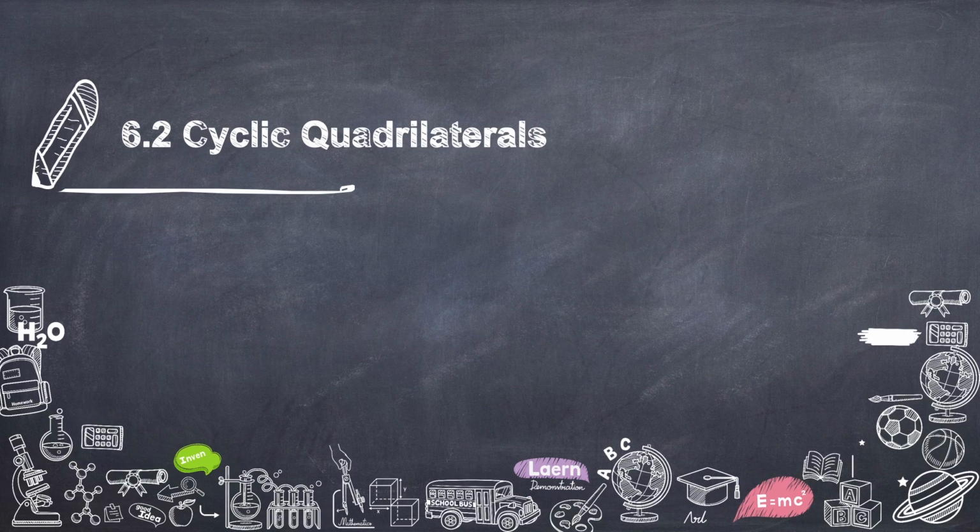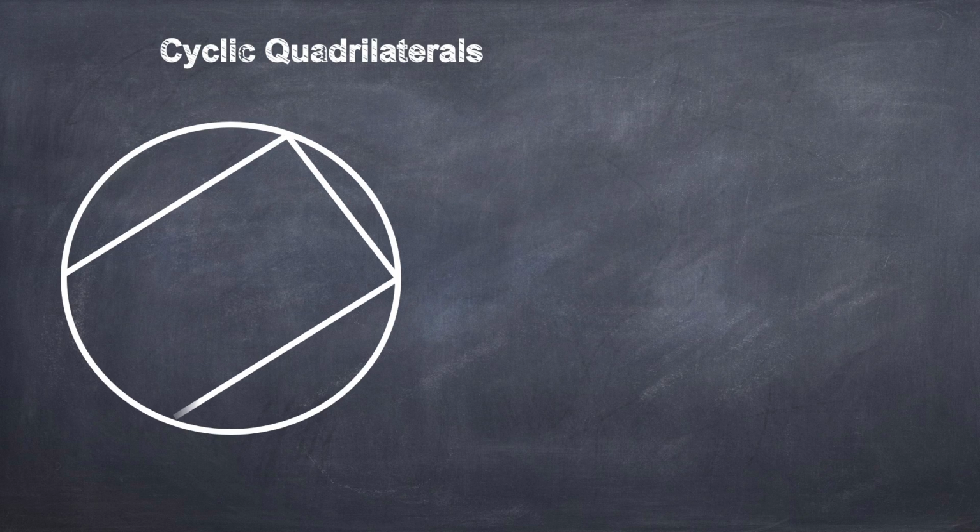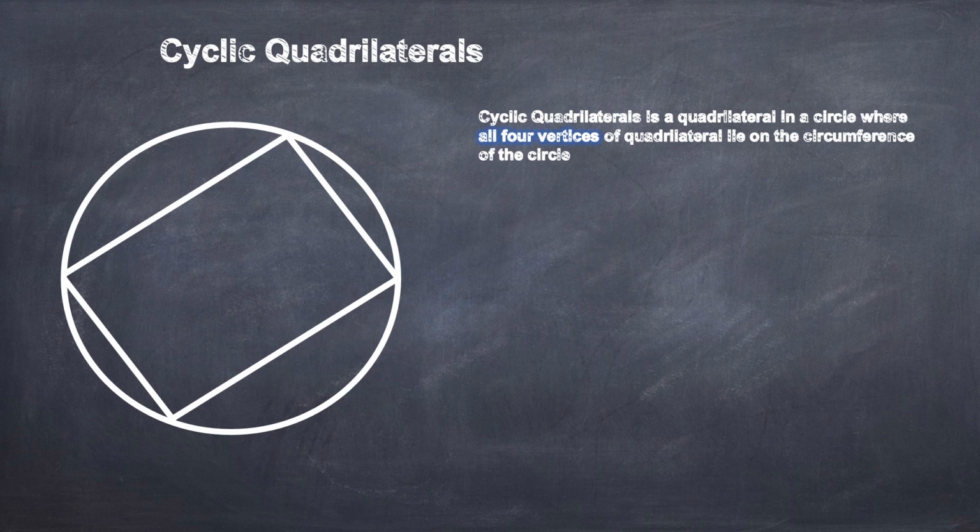Alright class, so we move to the next subtopic, which is subtopic 6.2 Cyclic Quadrilaterals. So what is a cyclic quadrilateral? As you can see from this figure, this is a cyclic quadrilateral. A cyclic quadrilateral is a quadrilateral in a circle where all four vertices of the quadrilateral lie on the circumference of the circle.